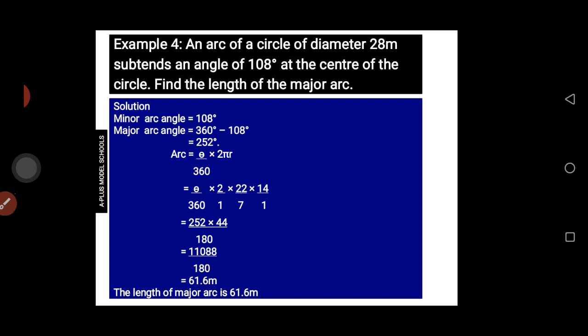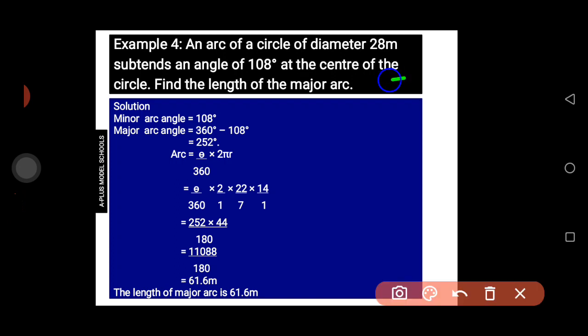So let's move to the last example under the length of an arc. An arc of a circle of diameter 28 meter subtends an angle of 108 degrees at the center of the circle. Find the length of the major arc. So it means the minor arc is 108 degrees. To look for your major arc, don't forget the total angle for the revolution.